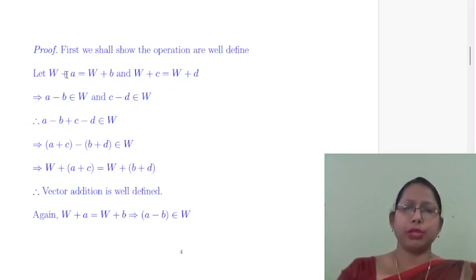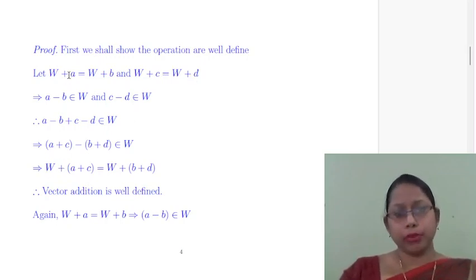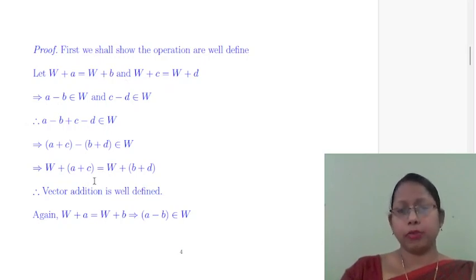That is, we consider two pairs where W + A = W + B and W + C = W + D. Then after calculation, we have seen that the vector addition of the left hand side is equal to the vector addition of the right hand side. Therefore, the operation of vector addition in V/W is well defined.